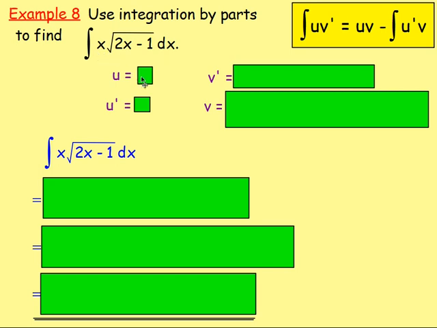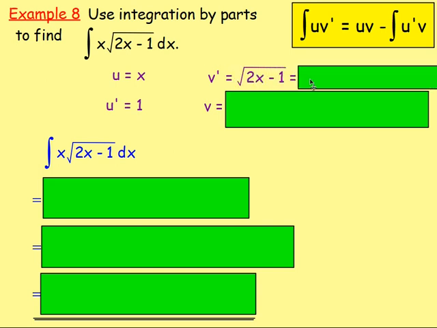It's nice and simple. So differentiating x gives you 1. Perfect. And then integrating, well, you'd integrate the square root of 2x take away 1. Just remember that would be written as 2x take away 1 to the power of a half. Perfect.